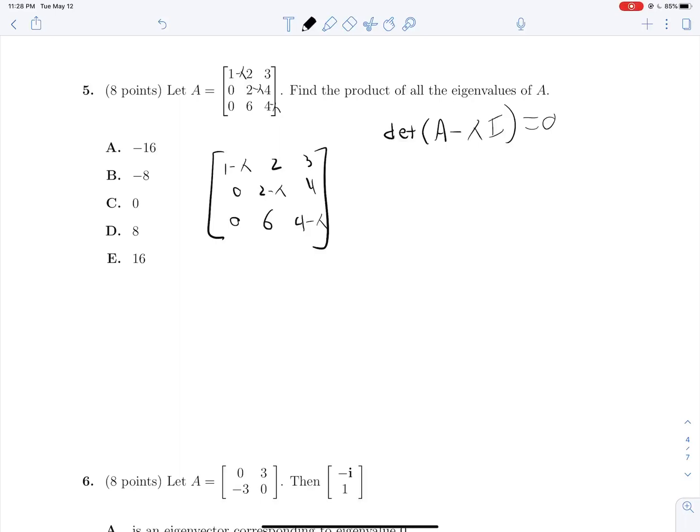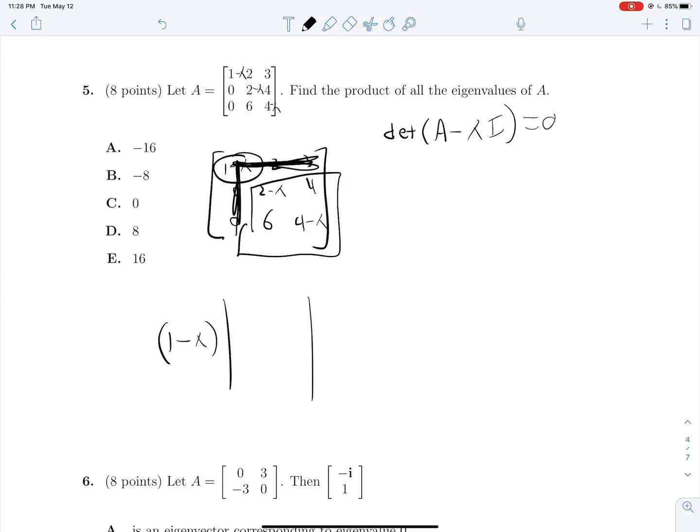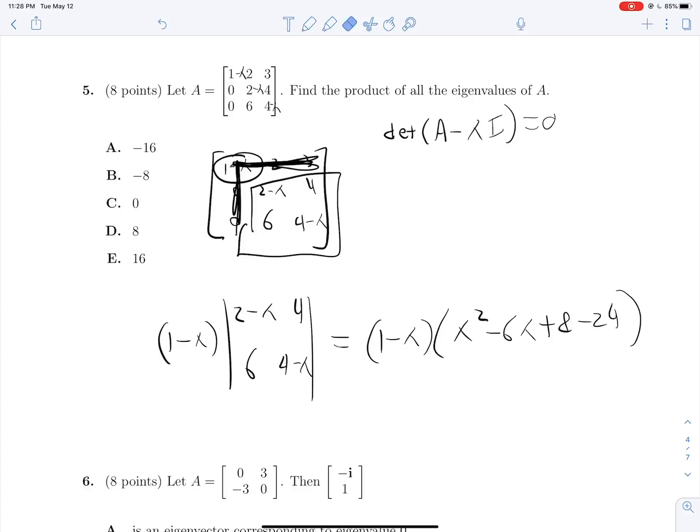What we can do is take 1 minus lambda, because it's in a column by itself, and cross out its row and column and multiply it by the determinant of what's left. So this determinant is equal to 1 minus lambda multiplied by the determinant of 2 minus lambda, 6, 4, and 4 minus lambda. This is 1 minus lambda multiplied by what? Lambda squared minus 6 lambda plus 8 minus 24. 8 minus 24 is negative 16.